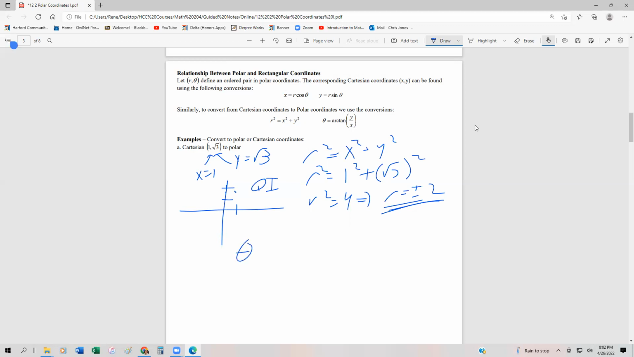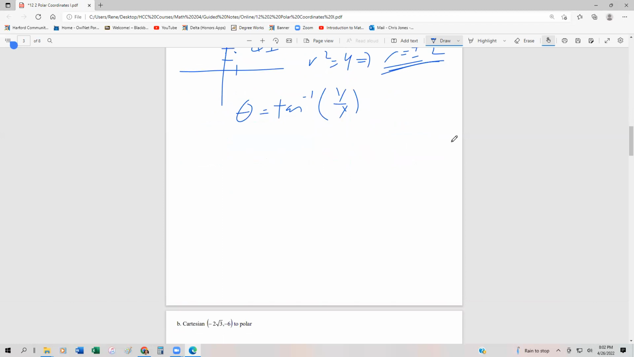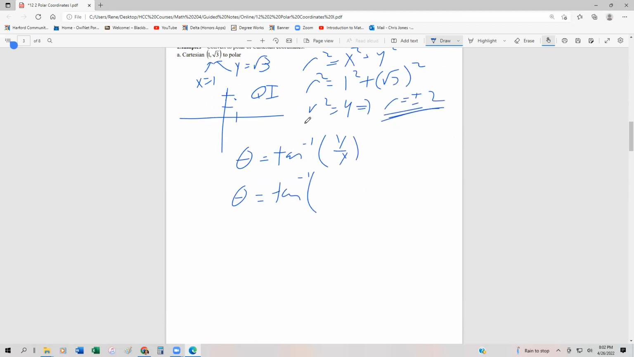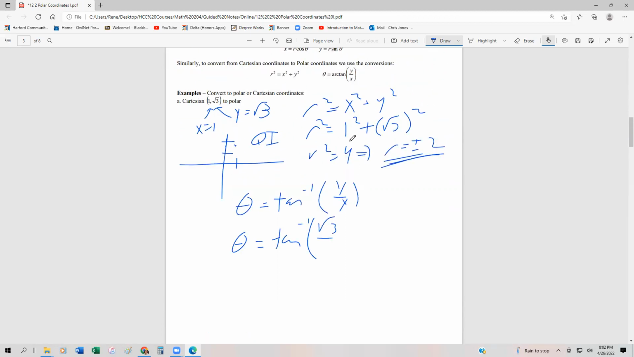Now, theta is going to be equal to the arctangent of y over x, which in this case is the arctangent of the square root of 3 over 1. And we clearly know that that's the square root of 3. And we know that the arctangent of the square root of 3 is going to be 60 degrees, or pi thirds. If you don't know that, then make sure that you go back to your basic trigonometry and make sure that you're okay with your inverse tan stuff.